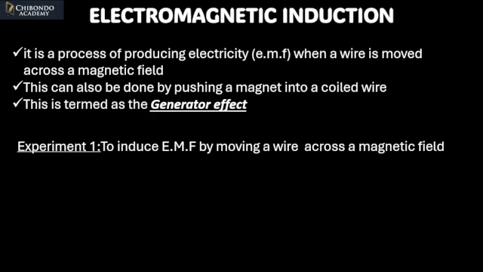Electromagnetic induction is a process of producing electricity or electromotive force when a wire is moved across a magnetic field. And it can also be done by pushing a magnet into a coiled wire.